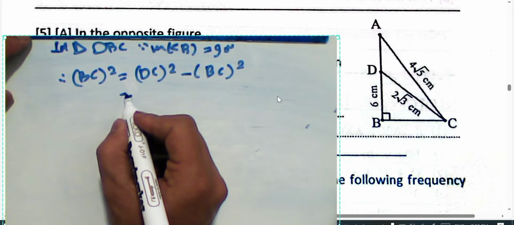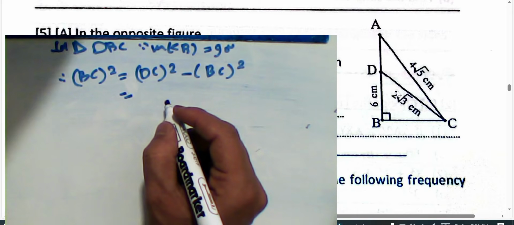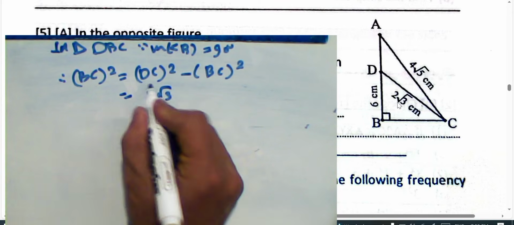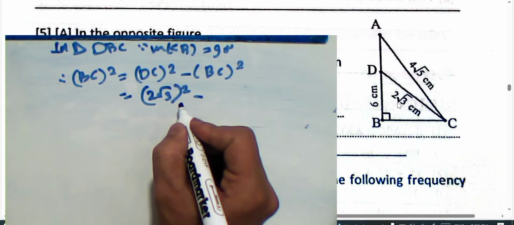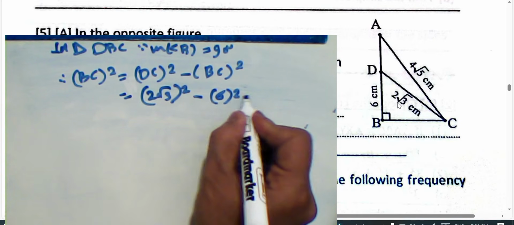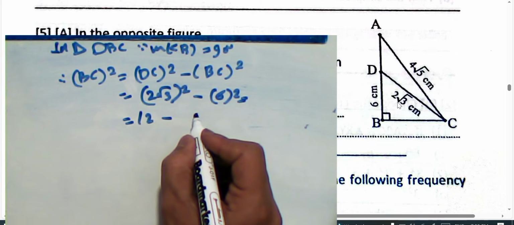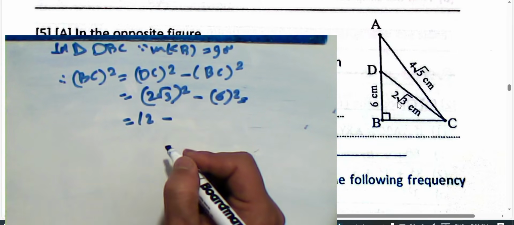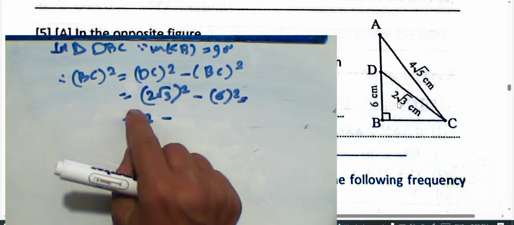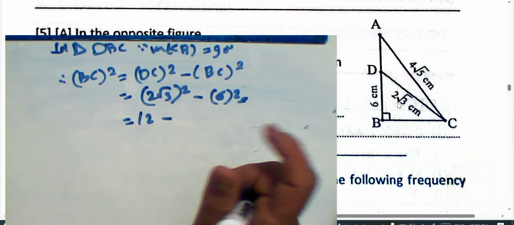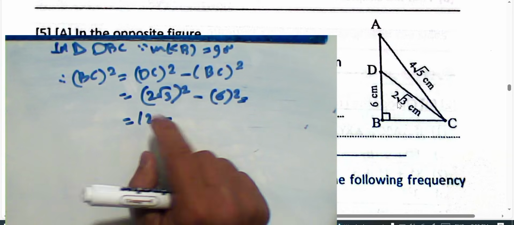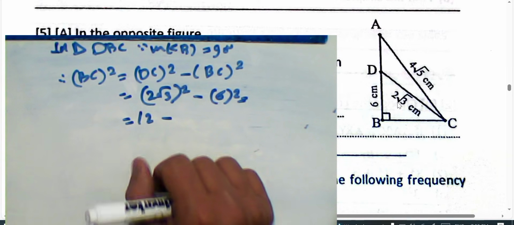theorem. DC power 2, here 2 root 3. Look here, 2 root 3 power 2 subtract by BC power 2. BC equals 6, 6 power 2 equals 4 times 3 equals 12 subtract by 4 is 6. 4 product by 3 is 12, and 6 power 2 equals 36. How is this?